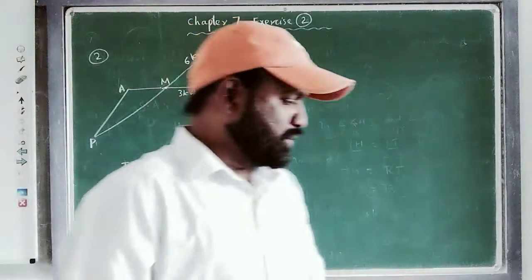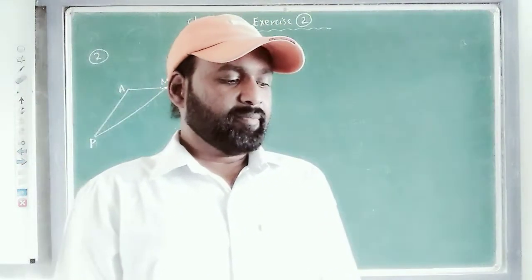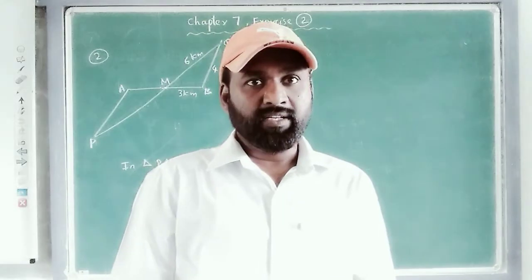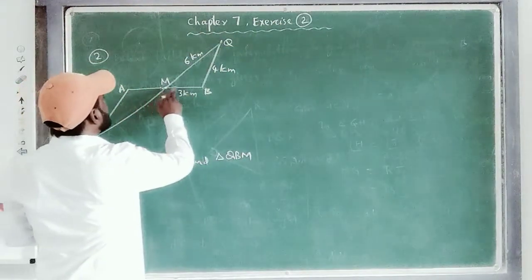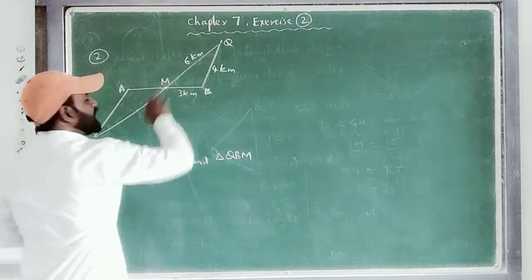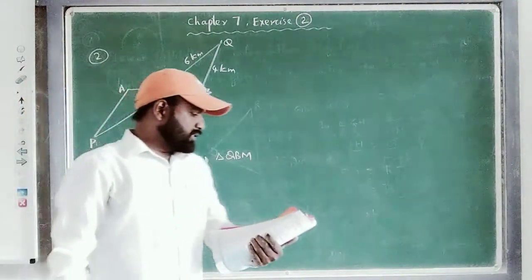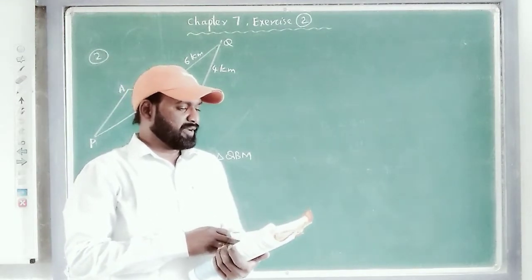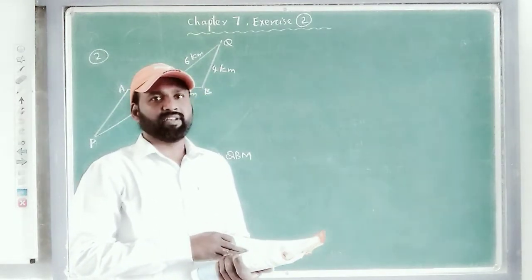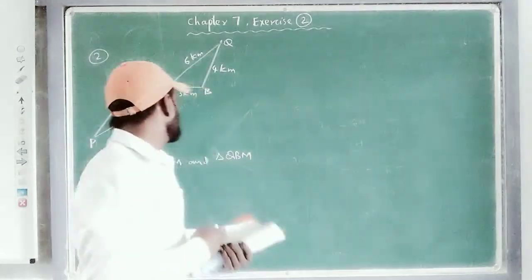See, question number 2. A map is given below, showing 5 different villages. What are they? A, M, B, P, Q. The distances are given here. Village M lies exactly halfway between the two pairs of villages.